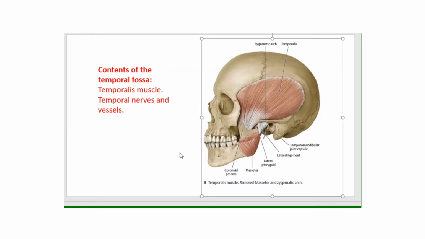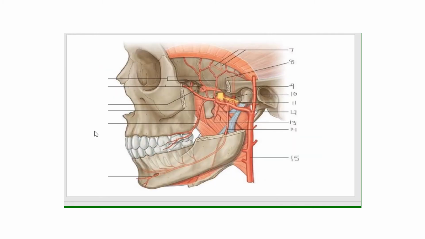The contents of the temporal fossa are the temporalis muscle and its nerve supply, the temporal nerves, and the two temporal vessels. The temporal fossa contains the temporalis muscle. This is the temporalis muscle, and if we remove the temporalis muscle, we will find the deep temporal arteries. These are the temporal arteries.